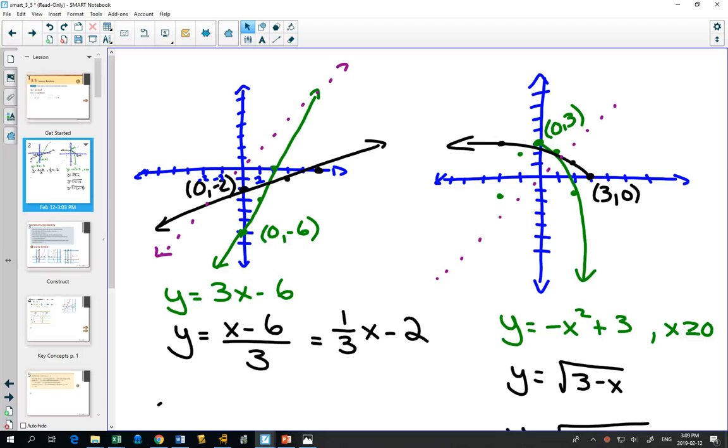Okay, questions for practice on this one are 7, 8, 11, and 13. And 11 and 13 are a little bit different. They'll make you think.